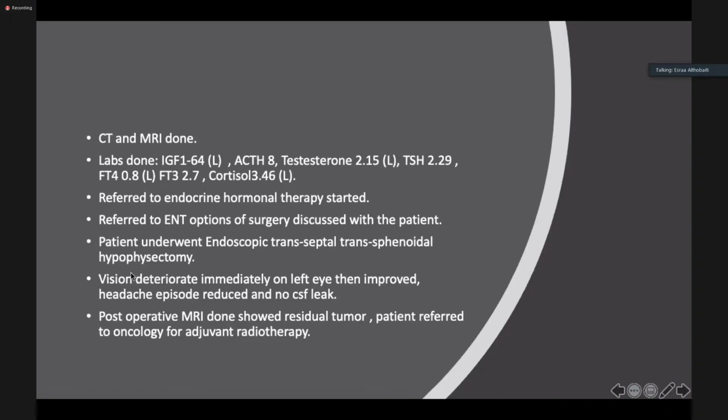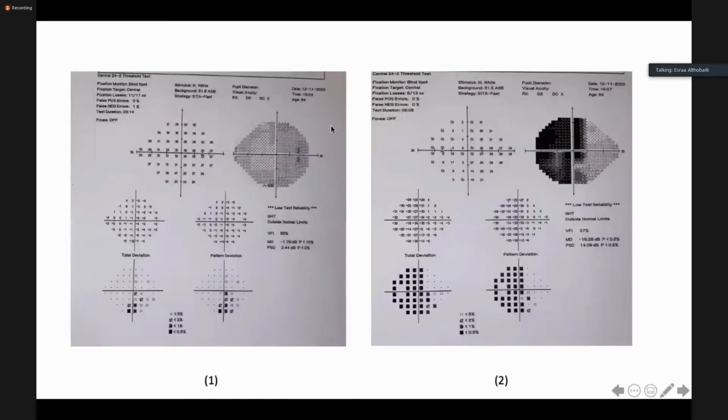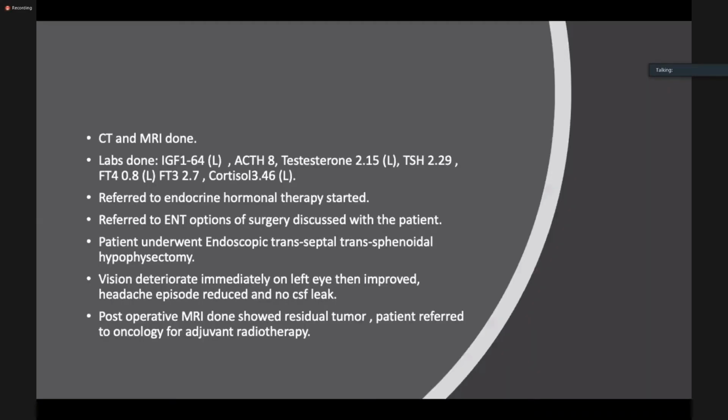Immediately post-op, the patient's vision deteriorated on the left eye, then improved. As you see here in the perimetry, we have the right eye and the left eye. The right eye is completely resolved or improved, while the left eye still shows temporal hemianopia or got worse. The headache episodes were reduced and there was no CSF leak. Post-op MRI was repeated, showing residual tumor about 2 centimeters in size. So the patient was referred to oncology for adjuvant radiotherapy.